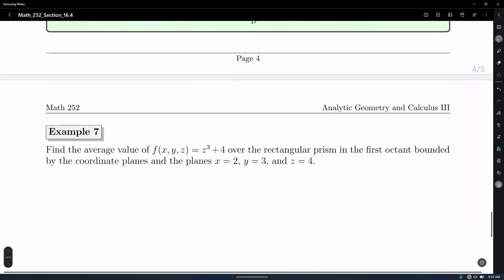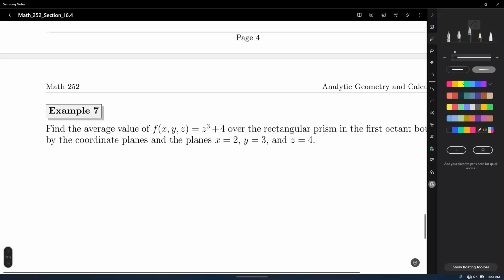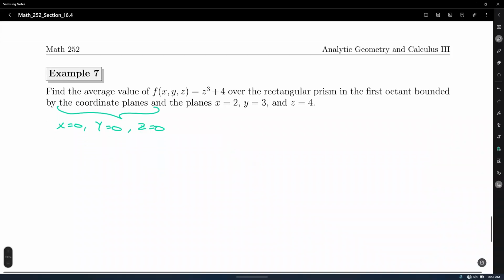Find the average value of f of x, y, z equals z cubed plus 4 over the rectangular prism in the first octant bounded by the coordinate planes. That is x equals 0, y equals 0, z equals 0. Let me write it down. And the planes x equals 2, y equals 3, and z equals 4. This one should be easy to plot, by the way.